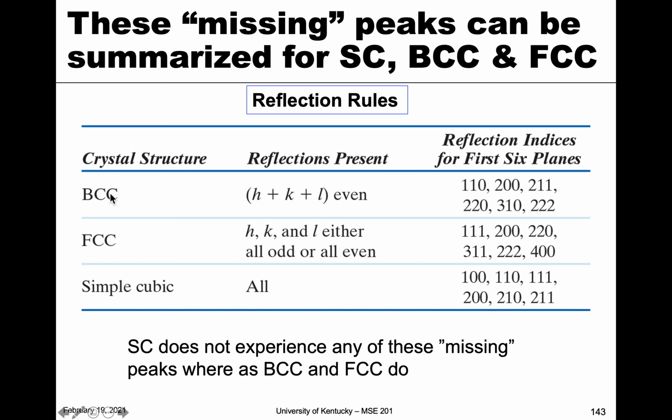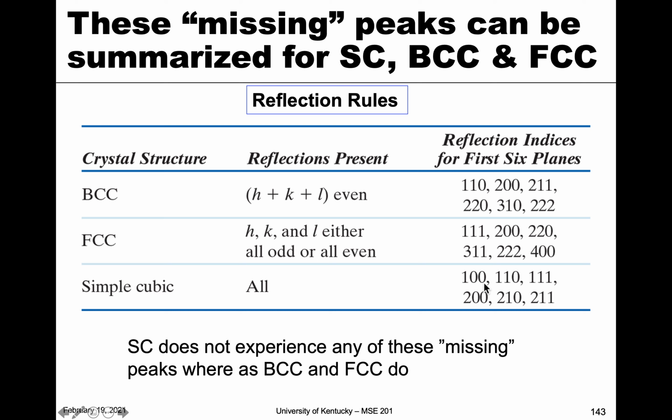And then up to BCC. In this case, the rules are that the sum of the indices has to be even. So again, if we look at some examples, if we sum 1 plus 1 plus 0, that would be 2. That's even. 2 plus 0 plus 0 is 2. Again, even. 2 plus 1 plus 1 is 4. Again, even. And so anything where the sum is equal to an even number would be expected. If it isn't, so if we look at, again, the 1, 0, 0, 1 plus 0 plus 0 is 1, and that's odd, so it doesn't meet that rule, and so we wouldn't expect to see that 1, 0, 0.